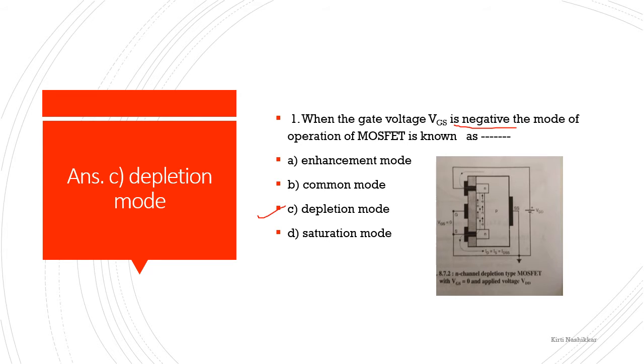And when we are applying the polarity of VGS like this, then this becomes the depletion type of MOSFET. This is the polarity for n channel depletion type MOSFET.